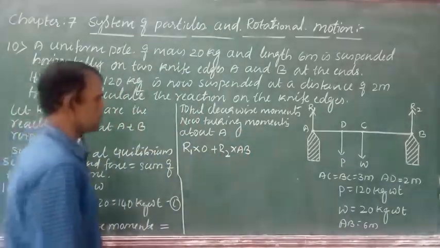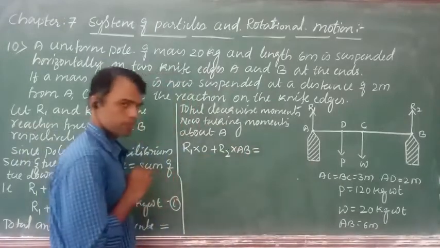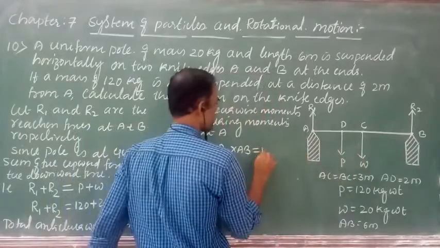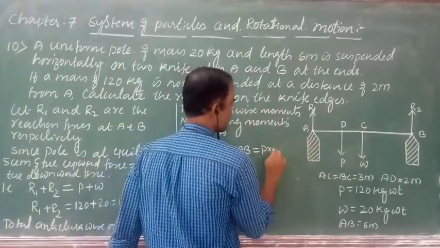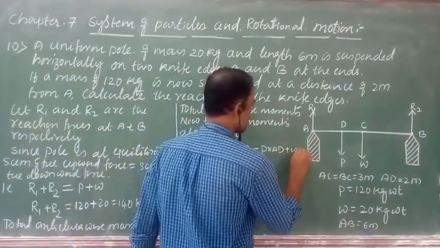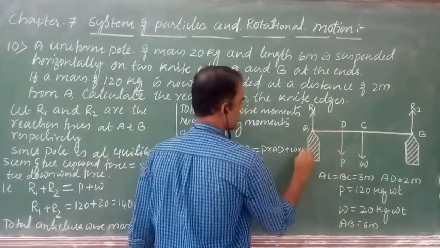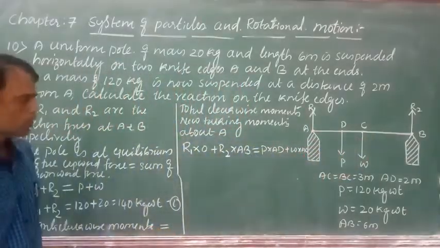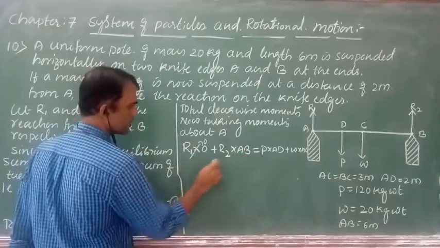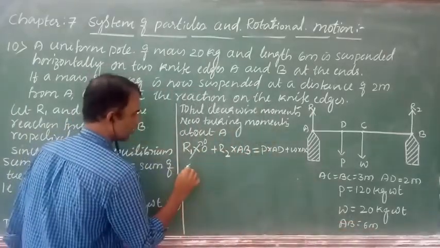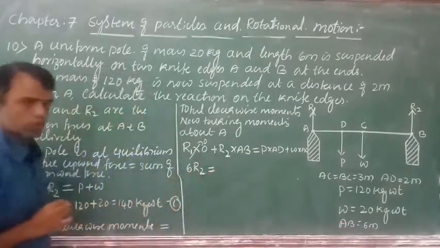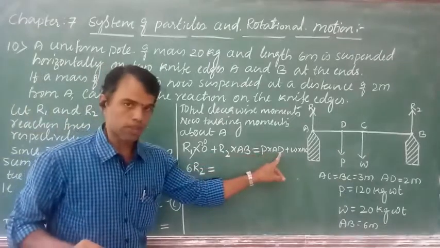R2 into AB, and this should be equal to this force P into this distance, P into AD here, plus W into this distance AC, W into AC. So this term becomes 0 here. R2 into AB, AB is 6 meter. Therefore, we write 6 R2 on the left side. It should be equal to P force into distance AD.